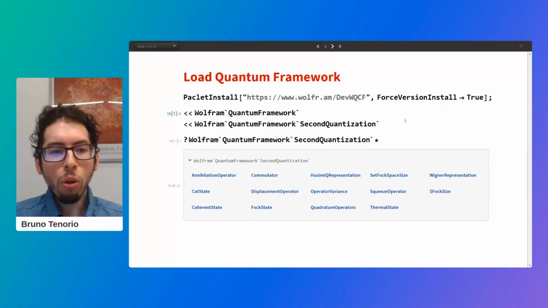To start, we have to load our favorite paclet, Quantum Framework, where we install it. We load the framework along with the second quantization, that is a set of functionalities built on top of the quantum framework. Here we have a collection of states and operators that are commonly used in quantum optics.